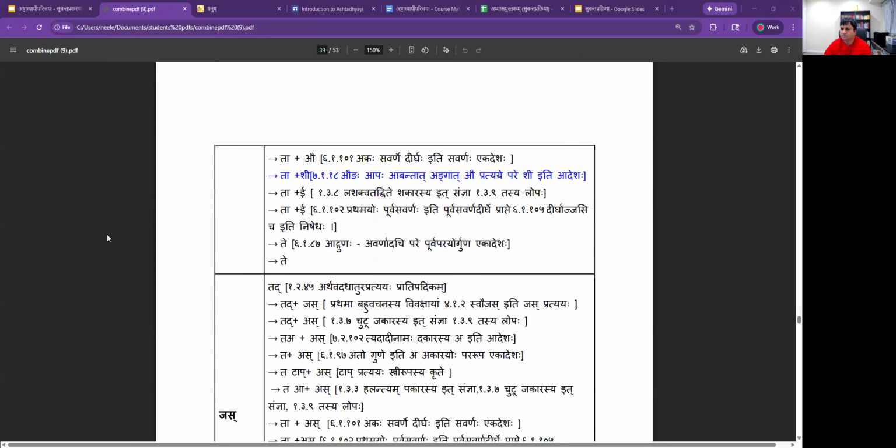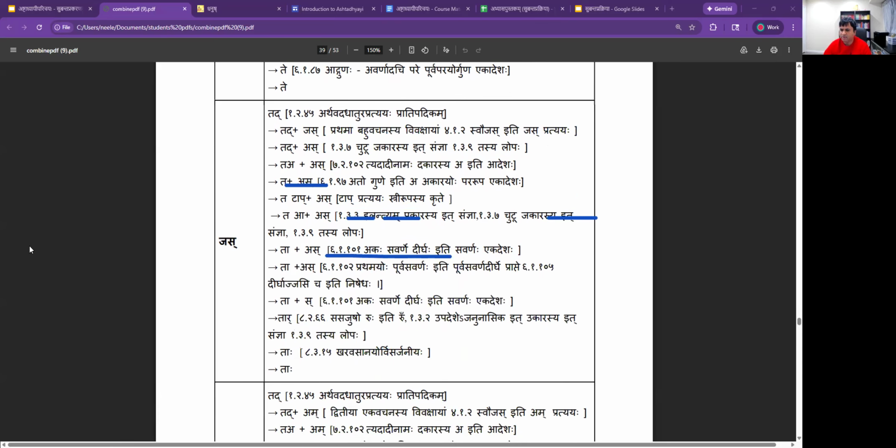Okay. So now here, what happens here? The au will get a shi adesha because of anga apah abanta. Because it is an abanta anga, au will have a shi adesha. And then the lashakvat tadhite shakarase संज्ञातस् पुनतस्य लोपः अत्रापि प्रथमयोः पूर्वसवर्णः इति प्राप्ते दीर्घाजसि इत्यनेन निषेधः भवति. आद्गुणः इत्यनेन ते इति रूपं सिद्ध्यति. Very good, very good, very good.